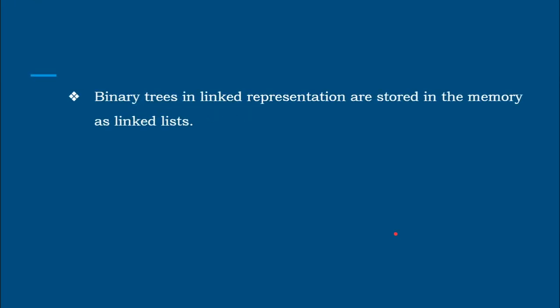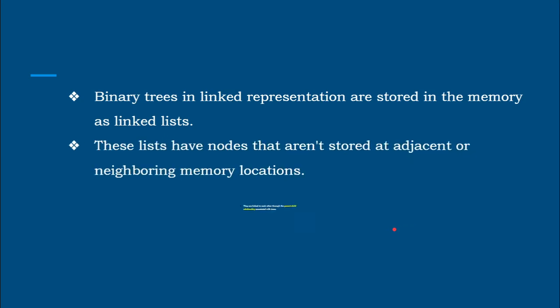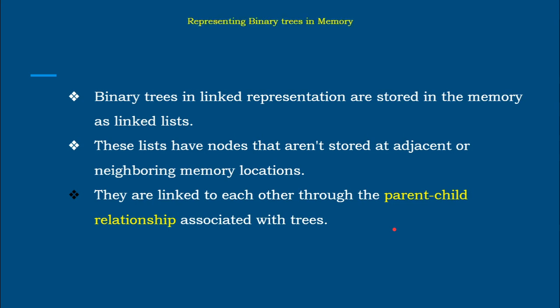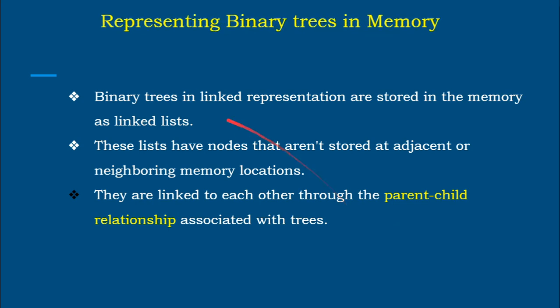Let us see how the binary tree is represented in memory, both using a linked list as well as using arrays. Binary trees in linked representation are stored in memory as linked lists. These lists have nodes that aren't stored at adjacent or neighboring memory locations. They are linked to each other through the parent-child relationship associated with the trees.